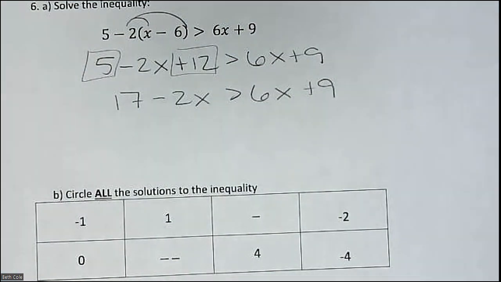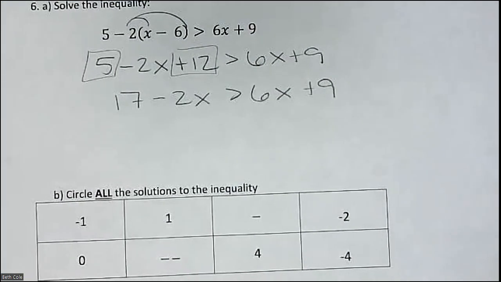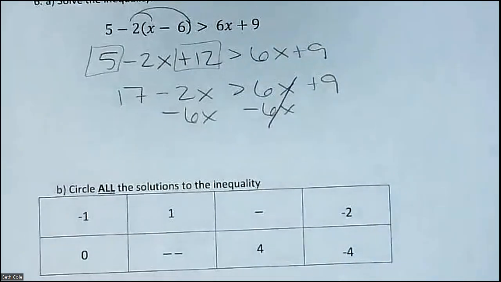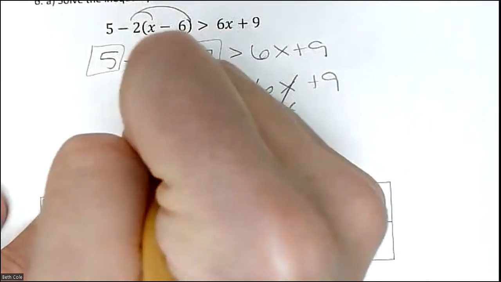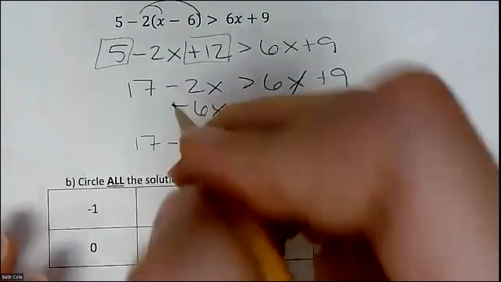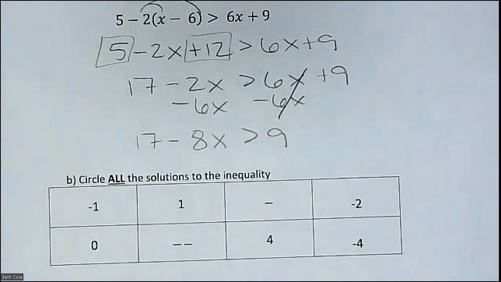All right, 5 plus 12 gives you 17. All right, then what? You got to get all the x's together. Subtract what from both sides? Good. Minus 6x, minus 6x. This is tricky because they're both negative. So that would be 17 minus what? Yeah, negative 8x greater than 9.